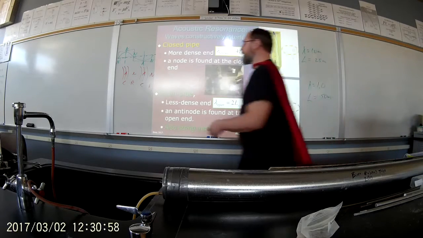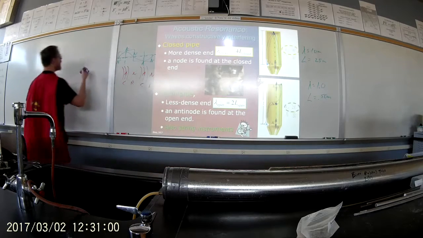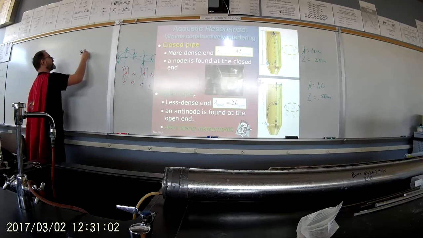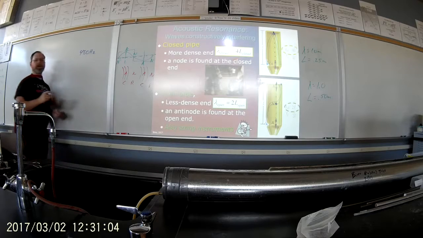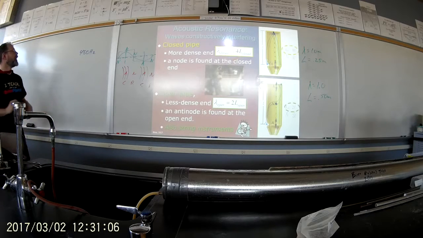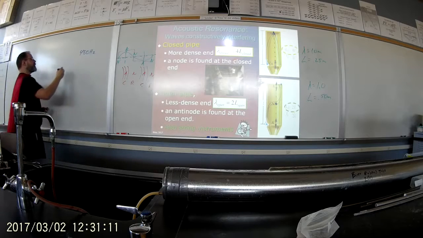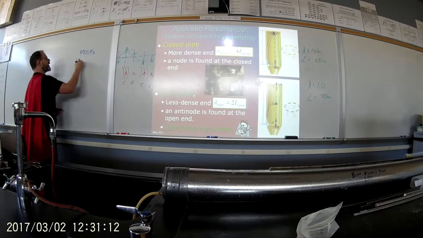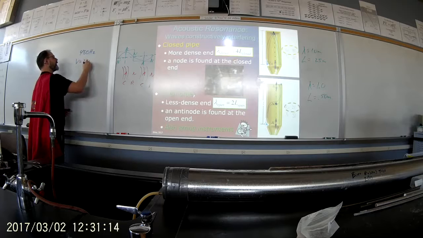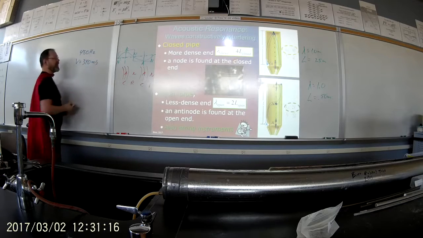So let me ask you this. Let's say we want to make an instrument to produce a tone of 480 hertz. Okay. We're going to make a tone of 480 hertz. And we can assume that the air that vibrates inside the column is vibrating at 340 meters per second. That's the speed of sound.